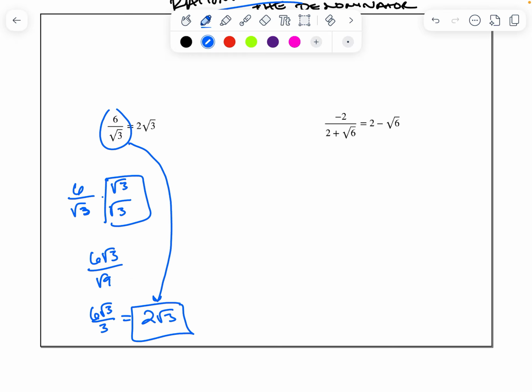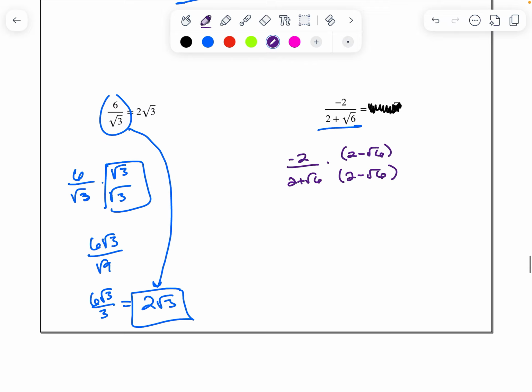If there's 2 items in the denominator, this is what we're trying to get to, okay? Let's say we're going to ignore this; we'll show this in a second. What we're going to do is multiply by the conjugate. So negative 2 over 2 plus square root 6. We're going to multiply by the conjugate. And remember, we don't care about the numerator here. We care about the denominator. So I'm going to multiply by 2 minus square root 6, 2 minus square root 6. The word conjugate should sound familiar to you from the last lesson when we were multiplying radical expressions.